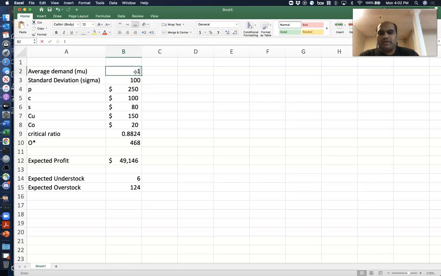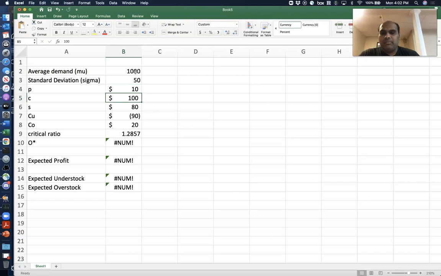So we know that the demand is 1,000. We know that the standard deviation is 500. We know that the retailer is going to buy each disc for $5 and sell it for $10, right? And as far as the salvage is concerned, there is no salvage value. You cannot salvage these discs at all. So $0, no salvage value at all.